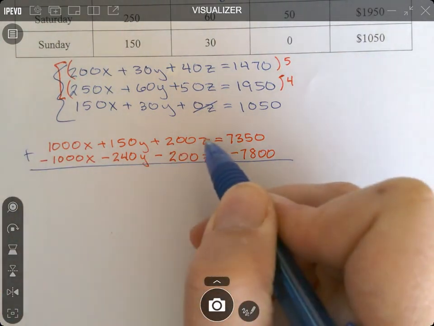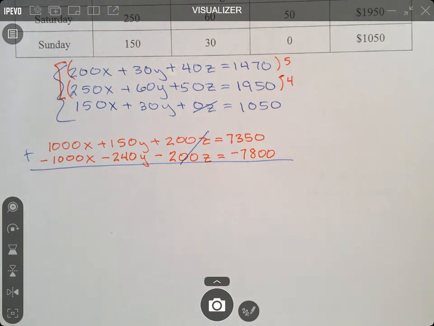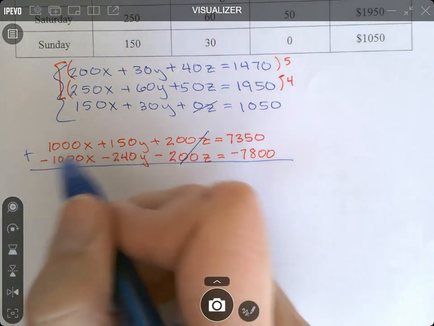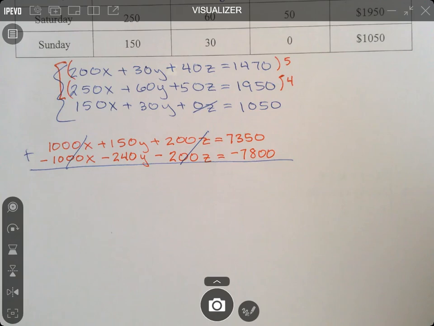Okay, why did I say that was nice? Guys, not only did we get rid of the z, which we were planning on getting rid of, what else happened? The x canceled. You know how normally we get two variables and we have to do it again to get two variables and then we solve? I've got it down to one variable right here.